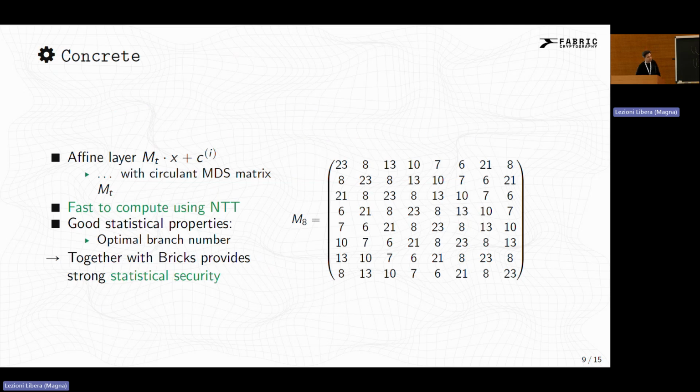And then the concrete layer, which I will not talk about a lot. It's a normal matrix multiplication. Essentially, we want for a fast multiplication, we just use 2 NTTs. We just mimic a polynomial multiplication effectively. And this works with any circulant matrix. It doesn't have to be MDS, but in this case, it also works.